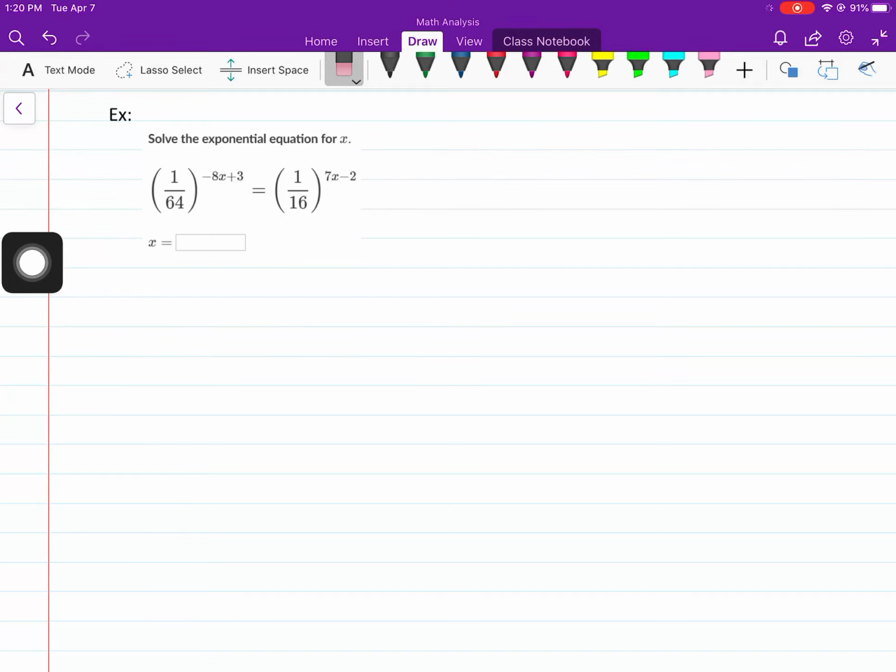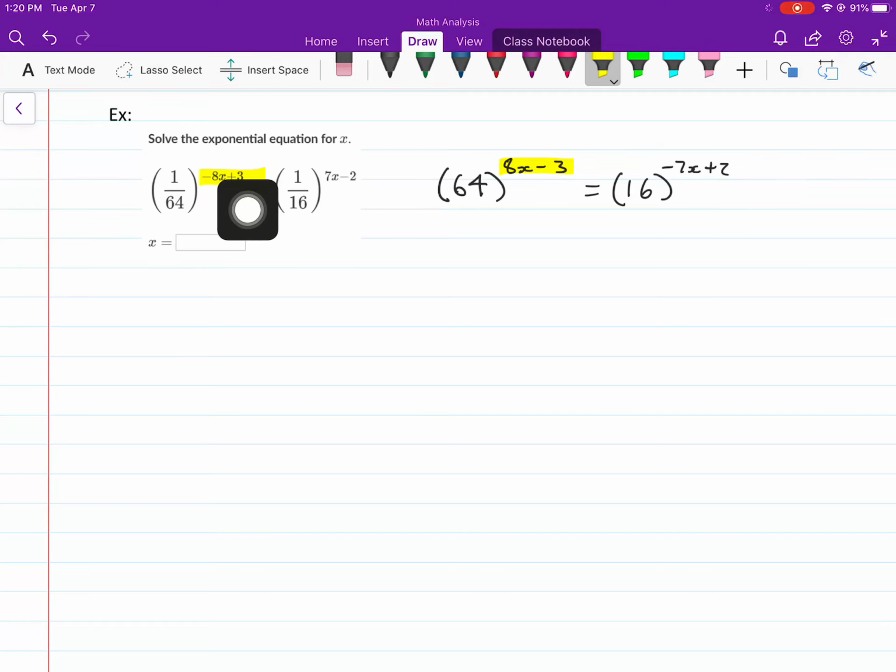But if the fractions are really messing with you, what you could do is flip the fraction as long as you do the opposite of the exponent. So if we multiply the exponent by negative, I could rewrite that as 64 to the positive 8x minus 3. And on the right-hand side, I could rewrite this as 16 to the negative 7x plus 2. So all I did was the opposite of that exponent. Made that a positive 8x and a negative 3. And I made this a negative 7x and a positive 2.